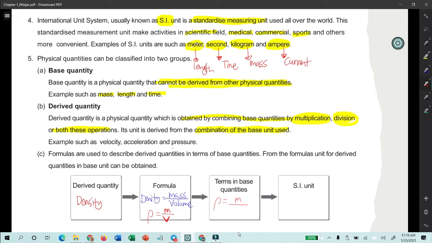So how do we get volume? Volume is basically length multiplied with width multiplied with the height. In this case, length, width, height, everything is related to length, right? So I'm going to use L times L times L. When you write this in terms of base quantity, you're going to use L for all the three quantities, which is length, width and height.